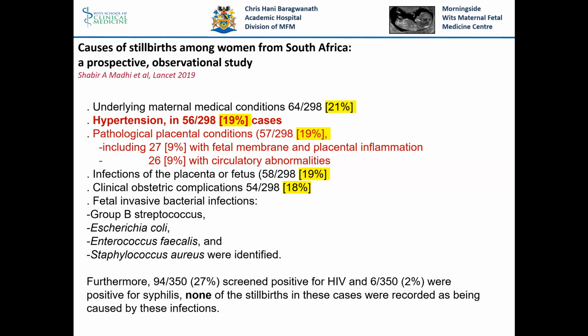There are maternal medical conditions and infections in pregnancy, which I must add is very underestimated and underreported in our setups. Infection gets spoken about a lot less than it should. Interestingly, in that cohort studied at Chris Hani Baragwanath Hospital, although there was a fair number of HIV positive patients, none of the stillbirths reported in this study were recorded as being caused by these infections.